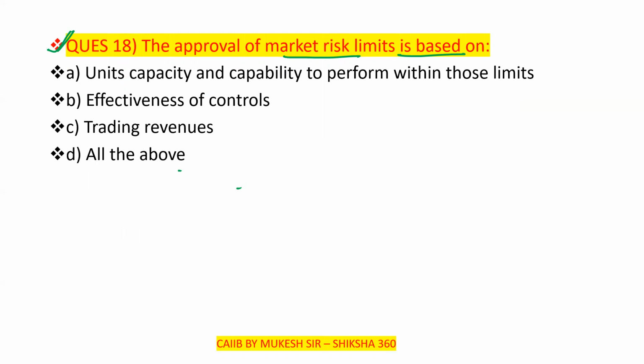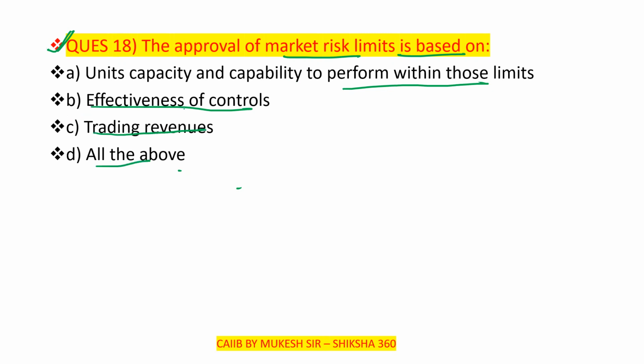The approval of market risk limits is based on: option A, that is unit's capacity and capability to perform within those limits. Second one, effectiveness of controls. Third one, trading revenues. Option number D is all the above. Clear?